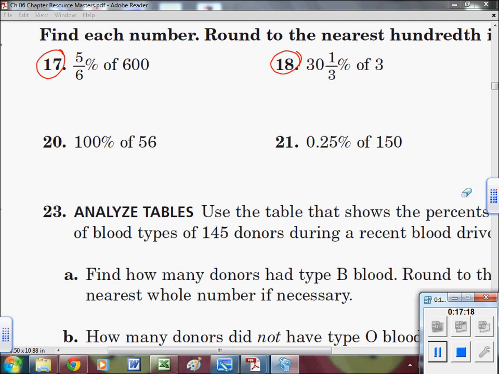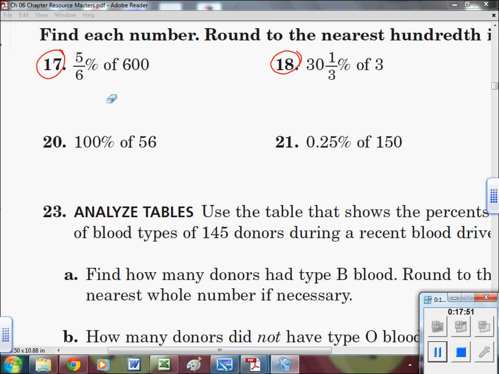All right, we're going to do the 2 circled examples at the top, number 17 and number 18. Number 17 says 5/6% of 600. And the instructions say find each number, round to the nearest hundredth if necessary. So 5/6% of 600. Well, that's kind of silly. We have a fraction percent. Well, let's just eyeball this real fast. 5/6, that's less than 1 because 6 over 6 would be 1. So that's less than 1% of 600 is what they're asking us to do.